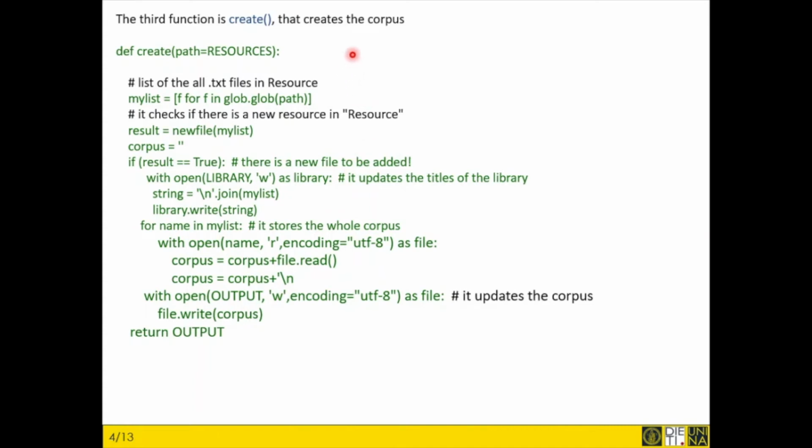The third function instead is create. Its argument is the path of our resources, and it returns an output that is the path of the corpus of Iris. The only thing that it has to do is to update the titles in our library for the next iteration, and to create the whole corpus for Iris.